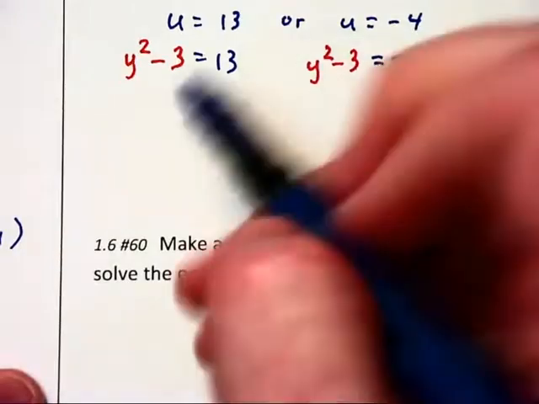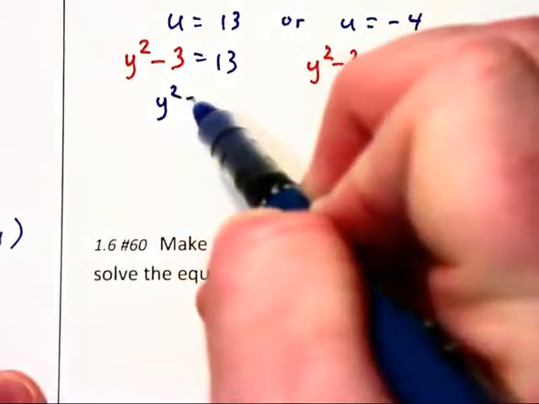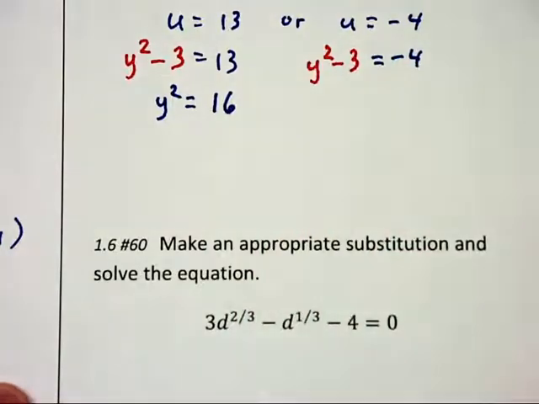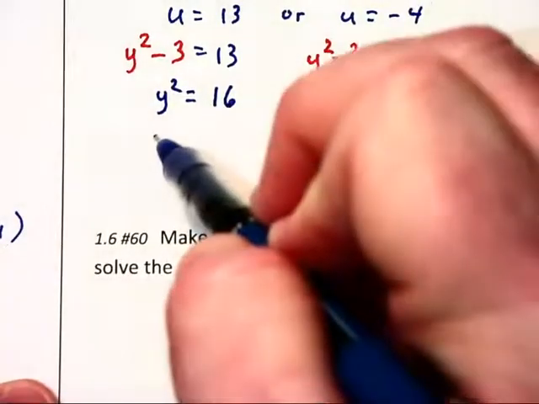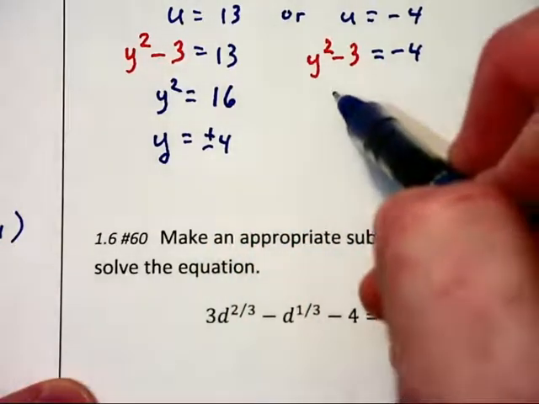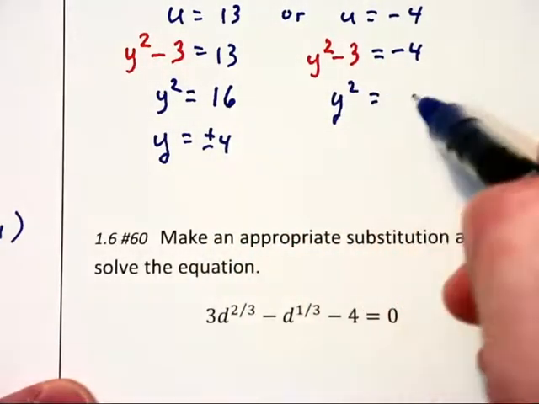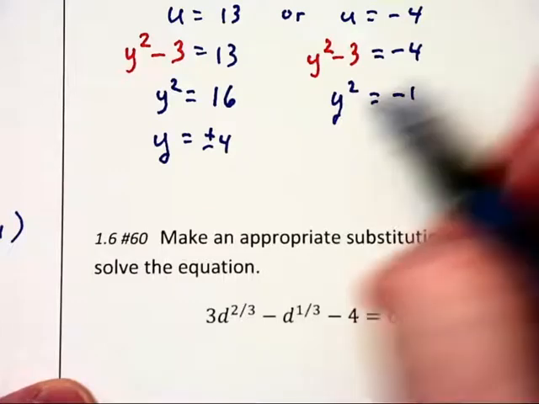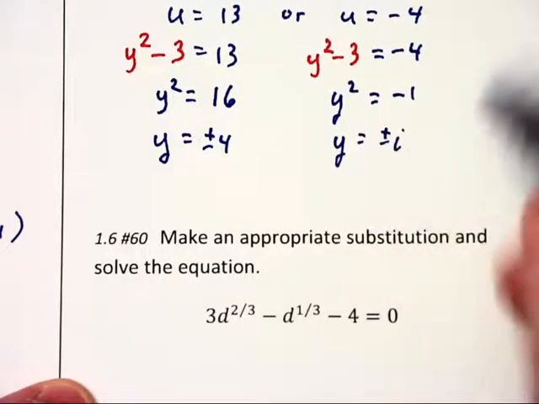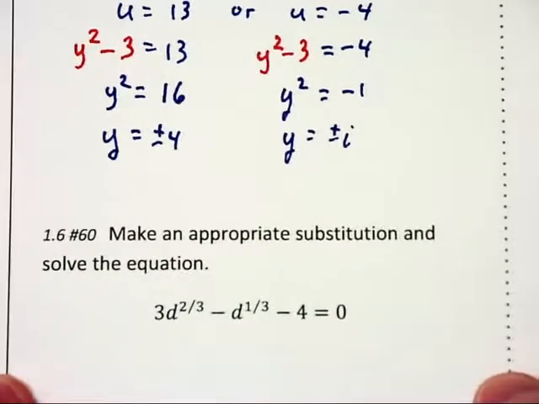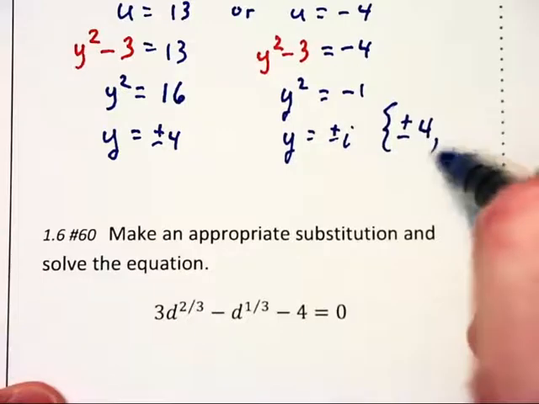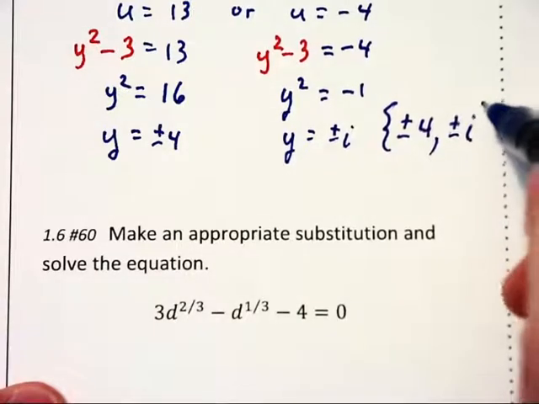Let's focus on this first equation. We have y squared equals 16 after we add 3 to both sides, and that means y will equal plus or minus 4. And for the second equation, when we add 3 to both sides, we get y squared equals negative 1, and that means y will equal plus or minus i. So our solution set to this problem contains 4 numbers, plus and minus 4, as well as plus and minus i.